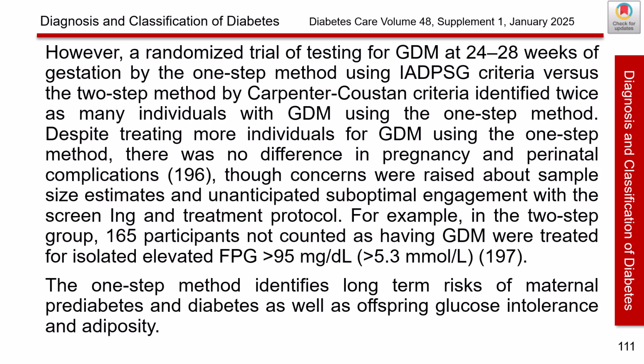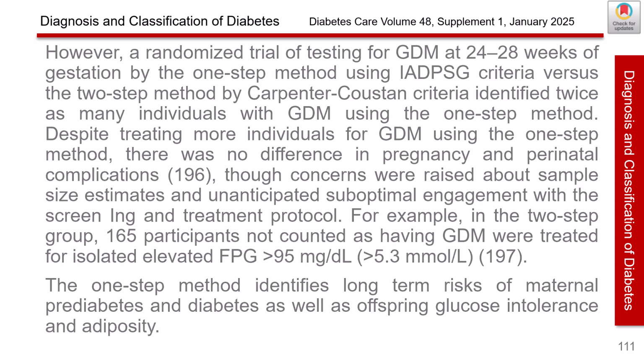For example, in the two-step group, 165 participants not counted as having gestational diabetes mellitus were treated for isolated elevated fasting plasma glucose greater than 95 milligrams per deciliter, greater than 5.3 millimoles per liter. The one-step method identifies long-term risks of maternal prediabetes and diabetes, as well as offspring glucose intolerance and adiposity.